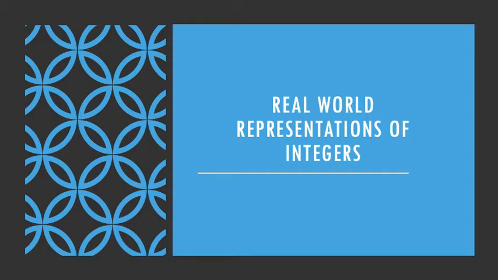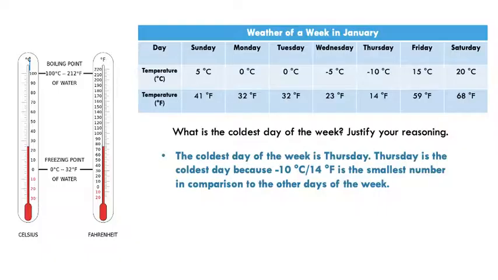Hello, mathematicians. Today we're going to be learning about real-world representations of integers. So here we have a table that represents the weather of a week in January. We have the temperature in Celsius and Fahrenheit, and to the left we have a model that shows us the boiling point and the freezing point in both Celsius and Fahrenheit. So the question reads, what is the coldest day of the week?